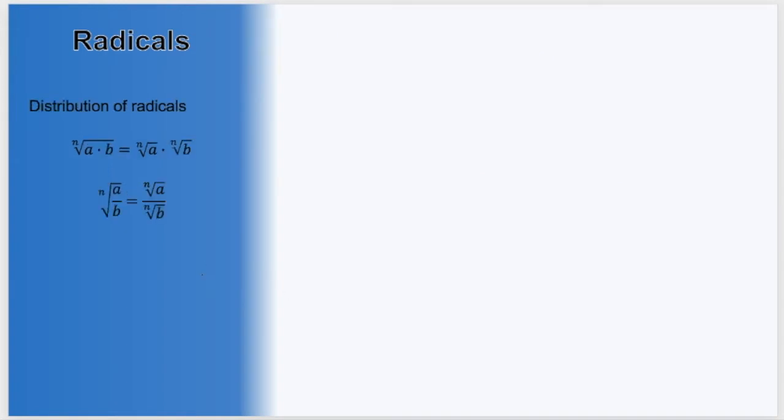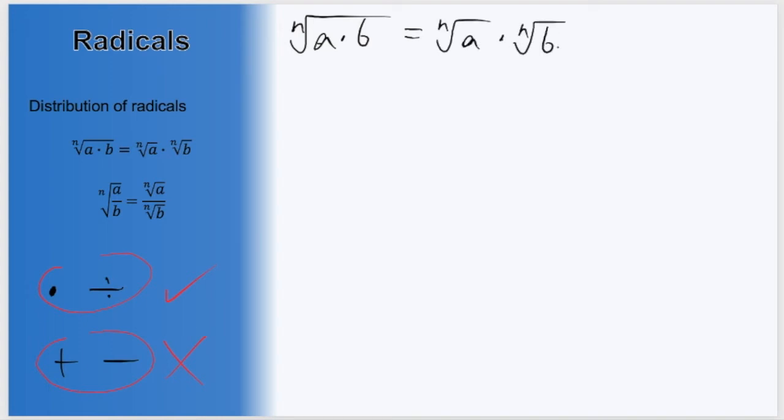We can also see that radicals will distribute the same way as exponents. That is, they can distribute into multiplication and division, but not addition and subtraction. For multiplication, if we're taking the nth root of a multiplied by b, we will get the same thing as taking the nth root of each number individually and then multiplying together.